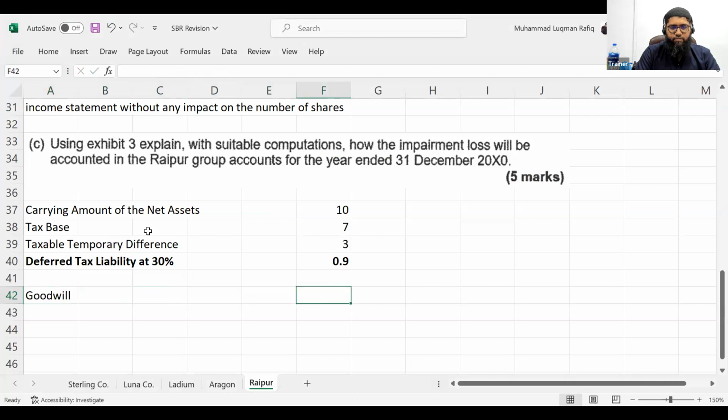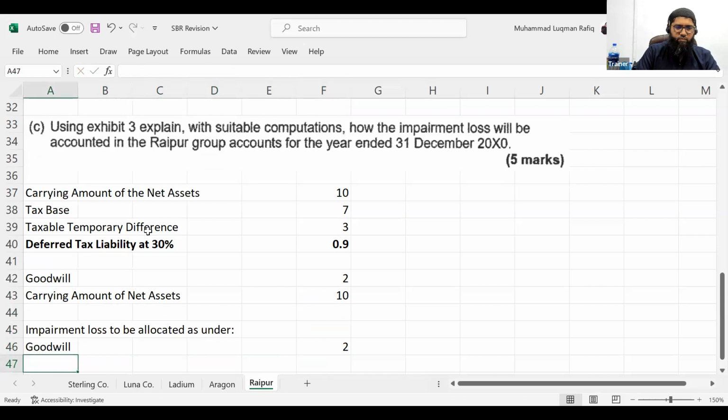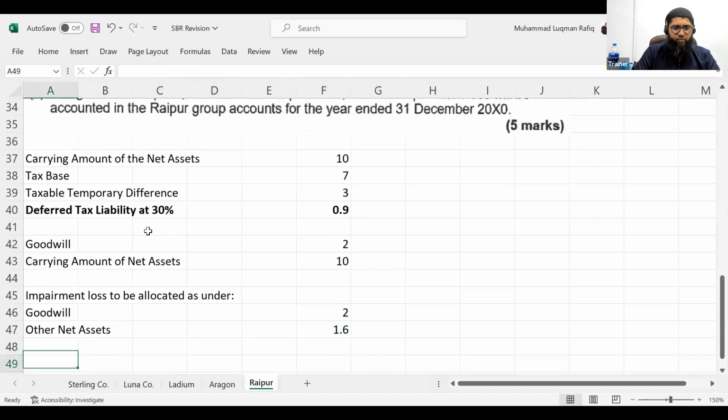The goodwill is 2 million. Carrying amount of net assets is 10 million. The impairment loss is to be allocated as under. Impairment loss to goodwill is going to be 2 million. Other net assets is going to be 3.6 million minus 2 million, 1.6 million.